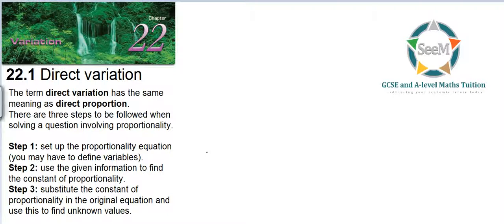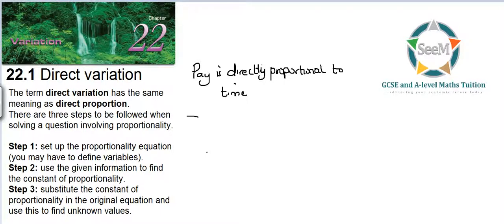Okay, suppose we're given a statement that says pay is directly proportional to time. Mathematically speaking, this means pay is directly proportional to time. You can see here, this sign here means proportional.